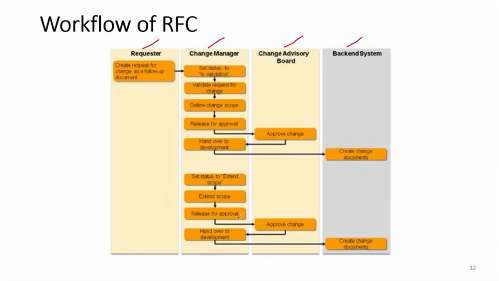That is why it will be released for approval once again, and it will be approved again by the change advisory board committee, and once it is approved, it will be handed over to development again, and further change documents will be created. So this was the entire workflow of a request for change. In this video we have seen the entire workflow of a request for change from start to end.